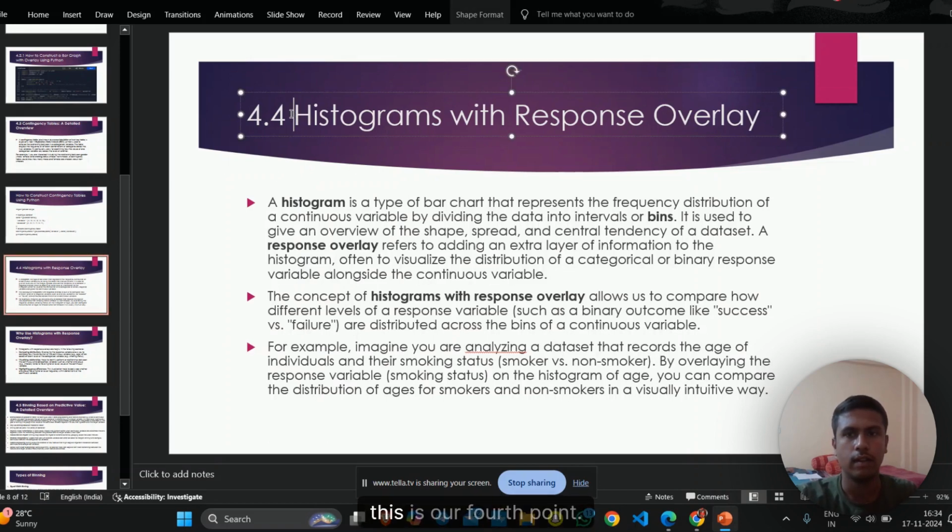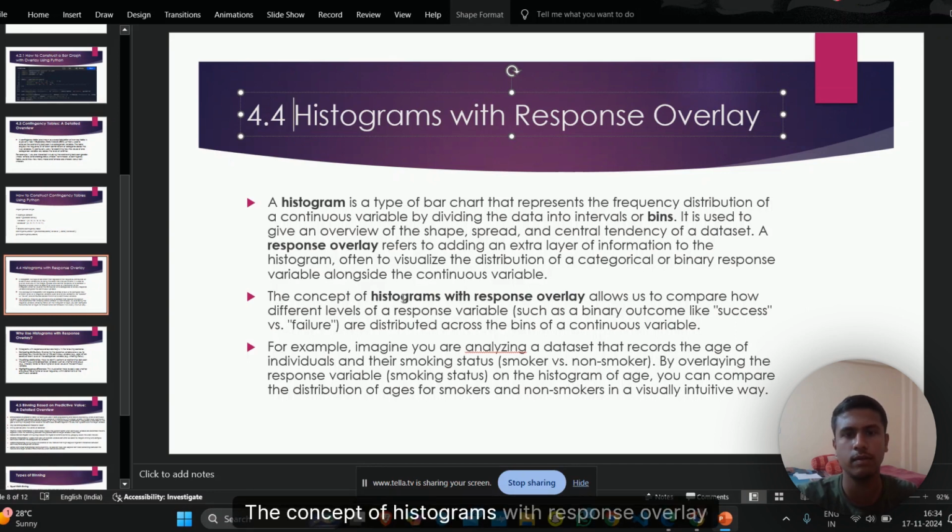So this is our fourth point, histogram with response overlay. A histogram is a type of bar chart that represents the frequency distribution of a continuous variable by dividing the data into intervals or bins. It is used to give an overview of the shape, spread, and central tendency of a dataset. A response overlay refers to adding an extra layer of information to the histogram, often to visualize the distribution of a categorical or binary response variable alongside the continuous variable.